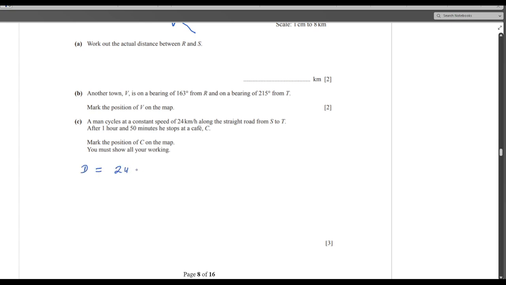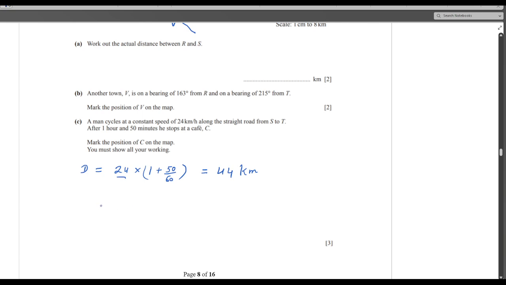Your speed is 24 km per hour. Your time is 1 hour 50 minute. Now 1 hour 50 minute means 1 plus 50 divided by 60 hours. So this is your speed, this is your hours. You multiply this, you will get your distance. Distance will be in kilometer. So first 1 plus 50 divided by 60 is 11 by 6. 11 by 6 times 24 is 44. Distance is 44 kilometer.